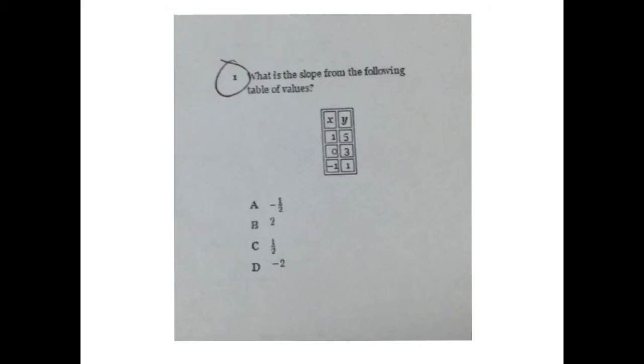Alright. So we have a couple of ways we can do this. We could do stat edit in our calculator, which we'll do. We could use the slope formula. We could plot these on a graph somewhere and count it out. Or we could go from 5 to 3, which is down 2. From 1 to 0 is down 1. So -2 over -1. -2 divided by -1 is +2.